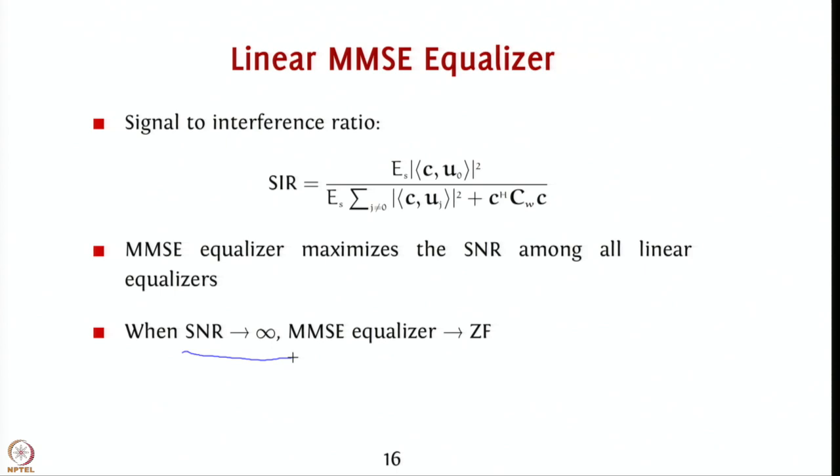Now, the other thing is, when SNR goes to infinity, then the MMSE equalizer becomes the ZF equalizer. Intuitively, it makes sense, which I just discussed with you, because if C Hermitian C_W C is essentially close to zero, you can choose the C that orthogonalizes with respect to the others and just has an inner product with respect to U_0, and the signal to interference ratio becomes essentially infinity. But this is intuitive. We can also show numerically that this works, and we will do that in the next lecture also.